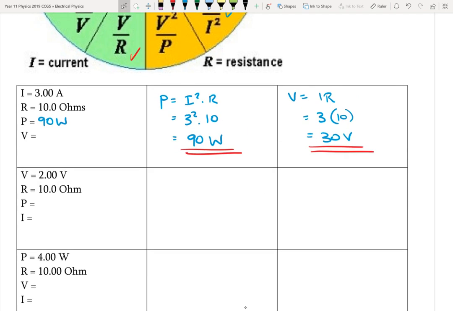So maybe I should be consistent with my sig figs.